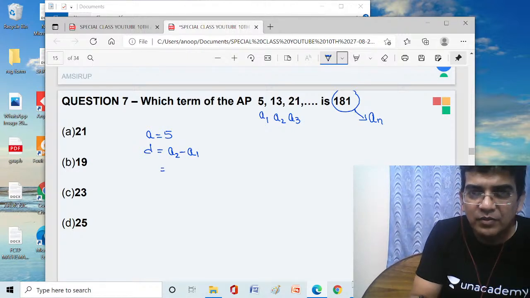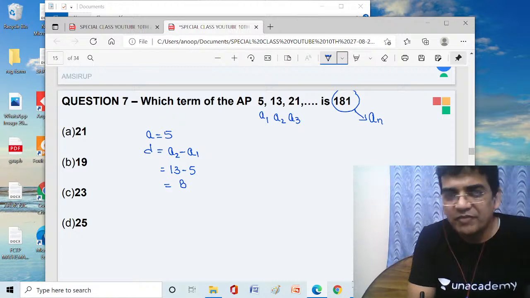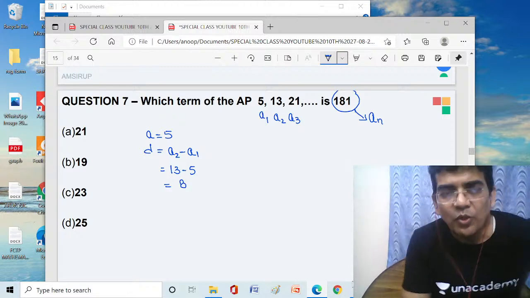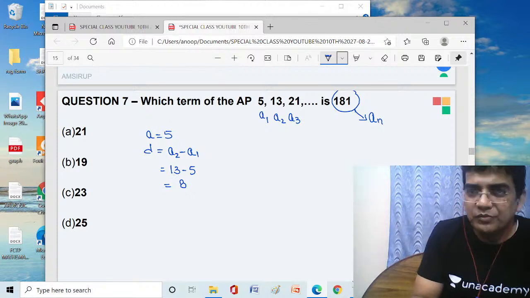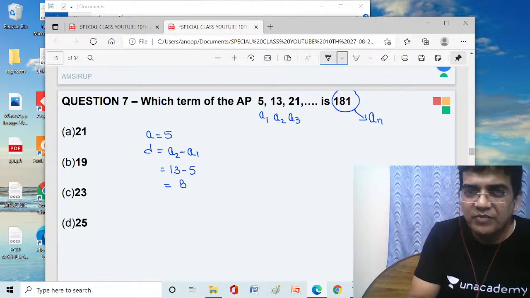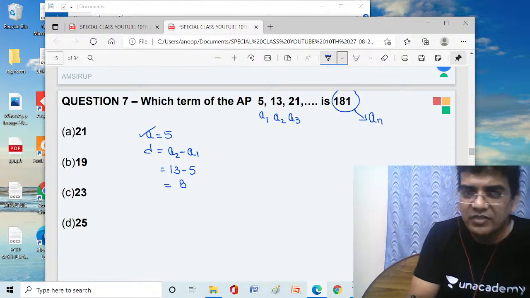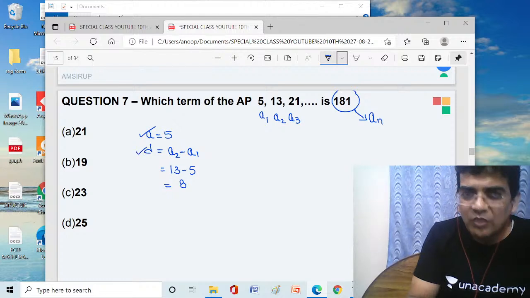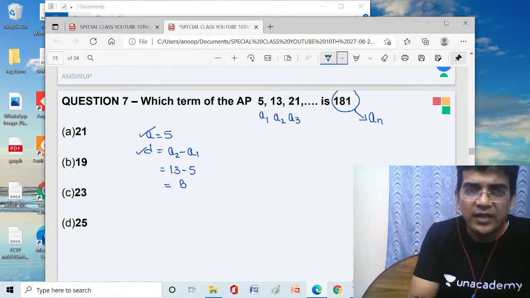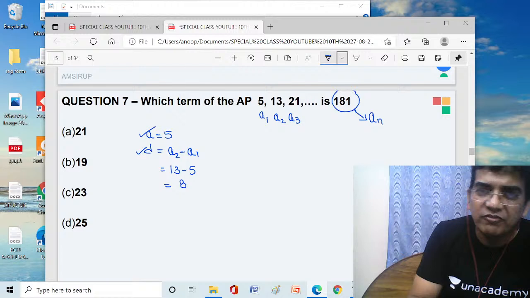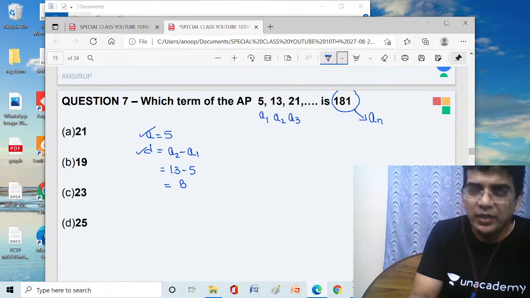So let's see what will be the common difference. 13 minus 5. So the common difference will be 8. Remember, whenever an AP is given to you, your first step is to write down the A, that is the first term, write down the common difference. Okay, now the question says that which term is 181.